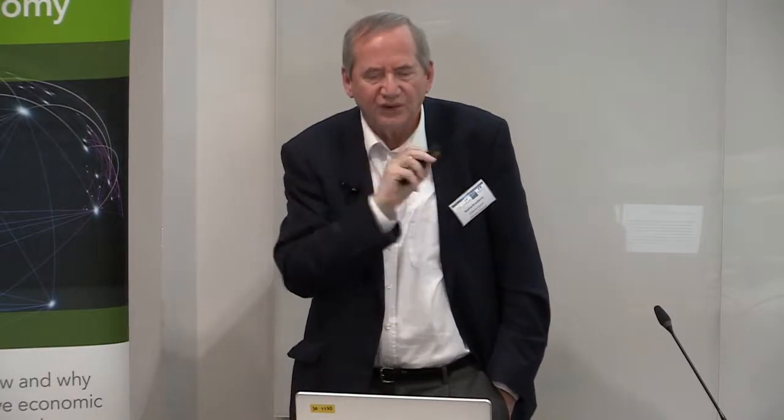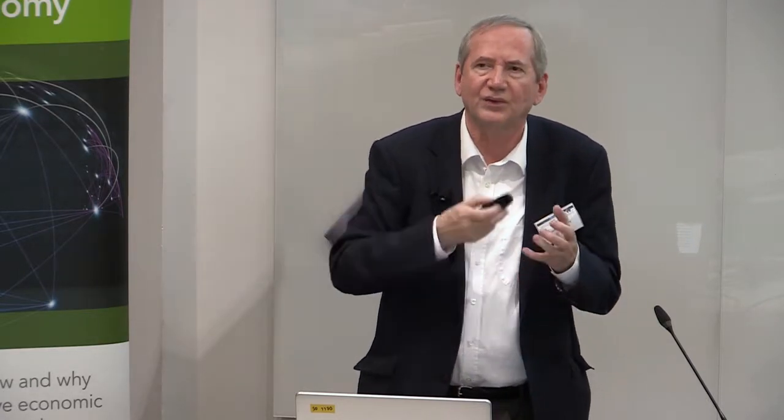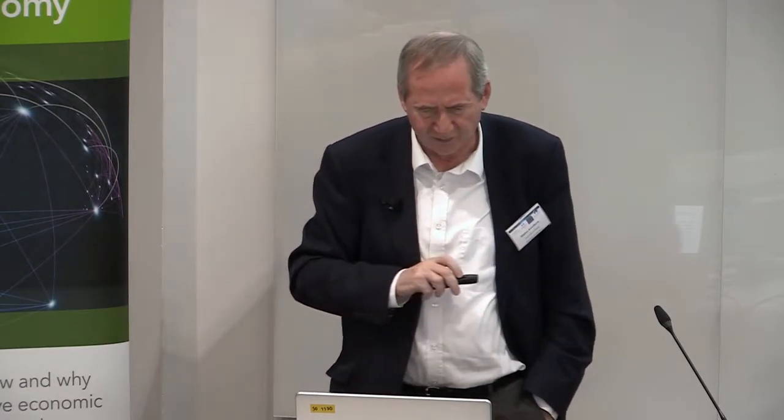On the institution side, we've had John Wallis extending the path-breaking work of North, Wallis and Weingast, looking at the role of elites in the transition to an open access society. So before we get to mass democracy in the 19th and 20th centuries, we have reforms amongst the elite, which then lead the way on to open access.